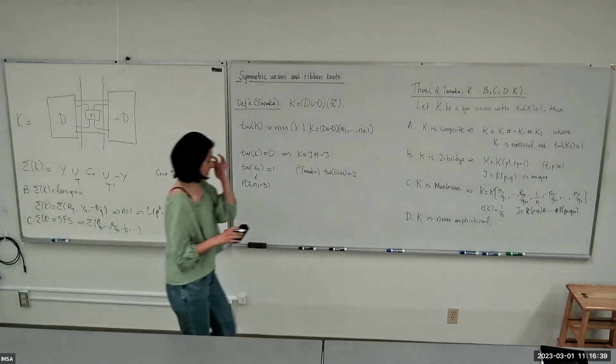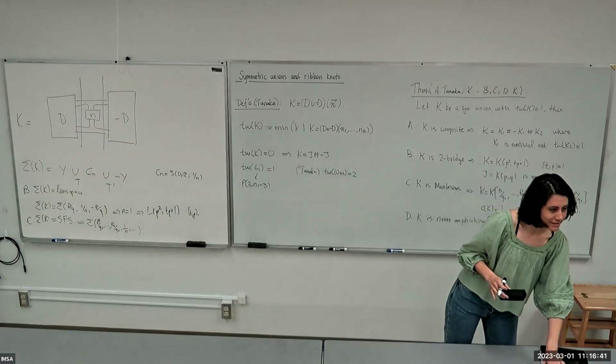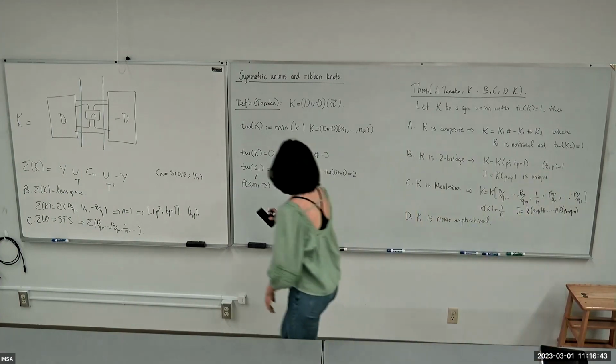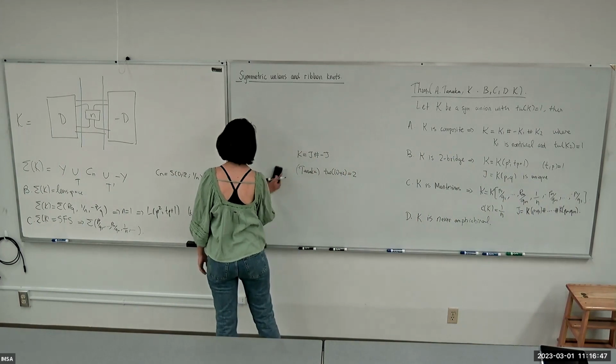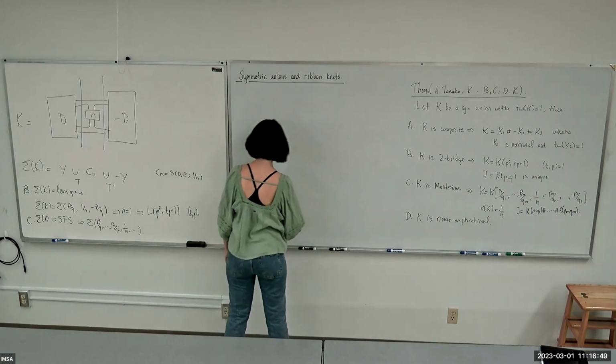How much time do I have? About another... Huh? 10, 15 minutes. Oh wow! Okay, I have a lot. 5, I guess, technically, probably. Okay. Something like that.